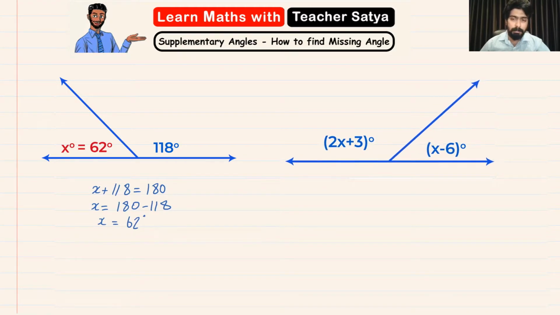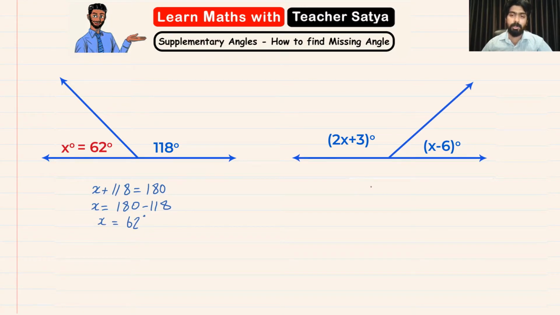Now in question number 2 here, we have something similar to question number 1. All right guys, so the first angle is 2x plus 3 and the second angle is x minus 6 degrees. Now in supplementary angles, these two angles will add up to 180 degrees. So let's write the equation down guys. So 2x plus 3 plus x minus 6 is equal to 180 degrees, right guys?